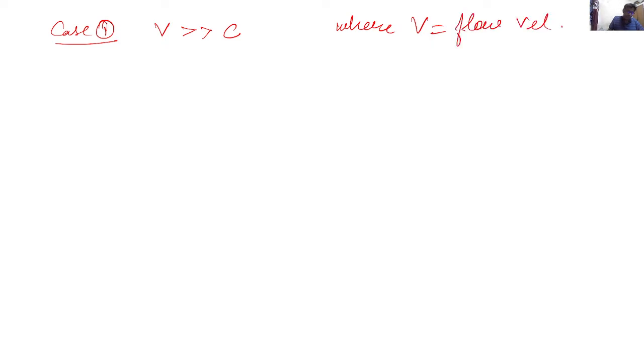Okay, so case 1 is basically, let us suppose a case where the velocity of flow is much greater than that of the celerity. Celerity happens to be the denominator of the Froude number. So naturally, the flow would be supercritical because the Froude number would be much greater than 1. Where, in case I didn't explain it earlier, V is nothing but the flow velocity. So what would happen in this case? We know that for this case, the Froude number would be greater than 1, and it is a supercritical flow condition.